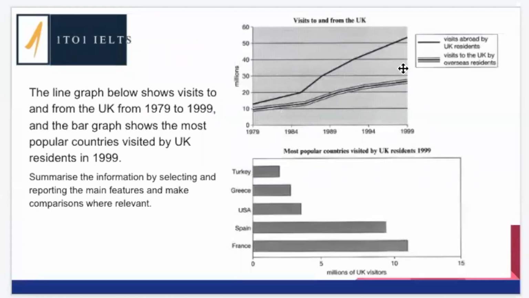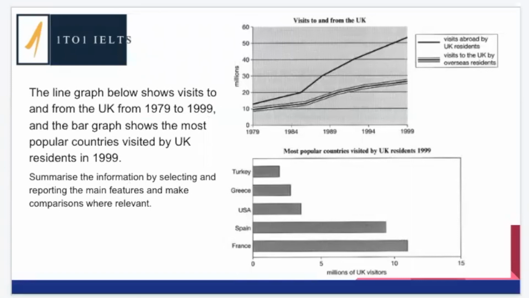We've got a line graph and a bar graph. So the line graph shows visits to and from the UK from 1979 to 1999, and the bar graph shows the most popular countries visited by UK residents in 1999. And as always, summarize the information by selecting and reporting the main features and make comparisons where relevant.